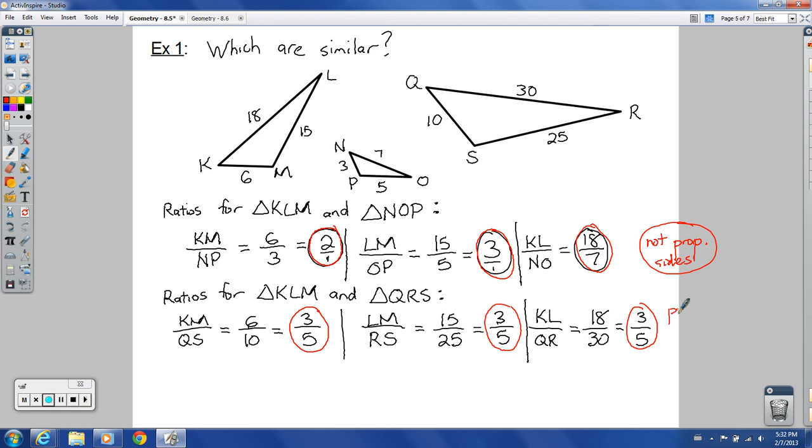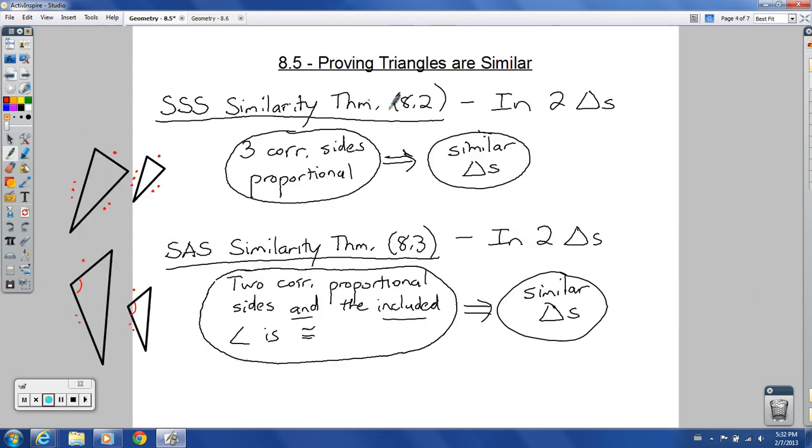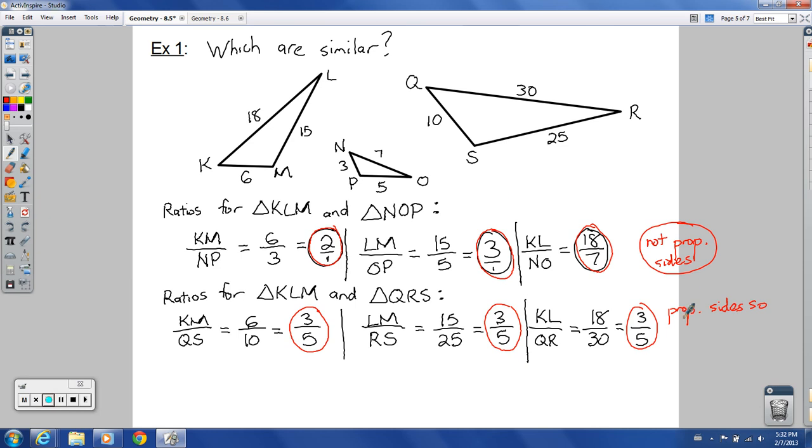So proportional sides, let's write that down. Proportional sides, different color here. Proportional sides. So by theorem, we go back to this theorem. We could say theorem 8.2, but I think side, side, side is a better way to say that. So by side, side, side, you can use this for similarity. So by side, side, side similarity theorem, or even just SSS in that symbol, that would be fine with me too. You can say that triangle KLM is similar to triangle QRS.